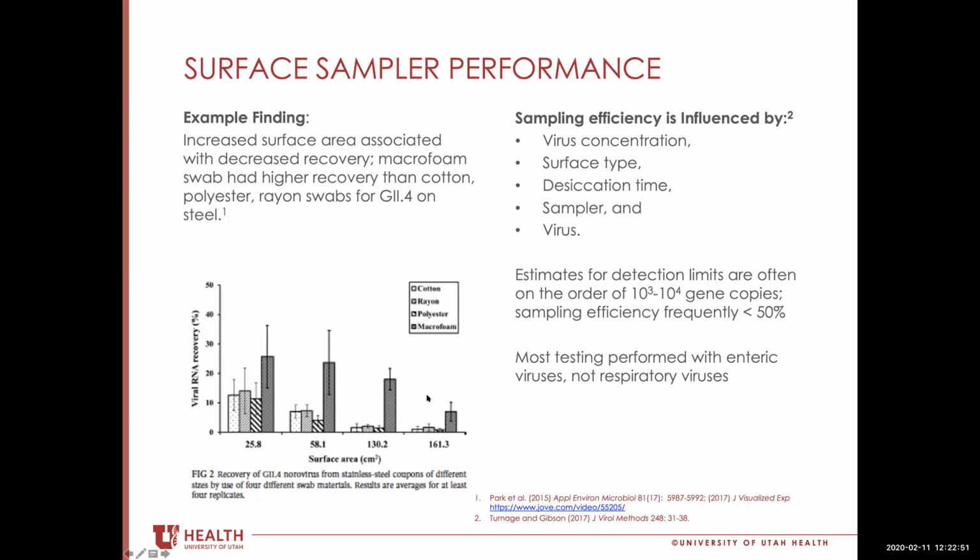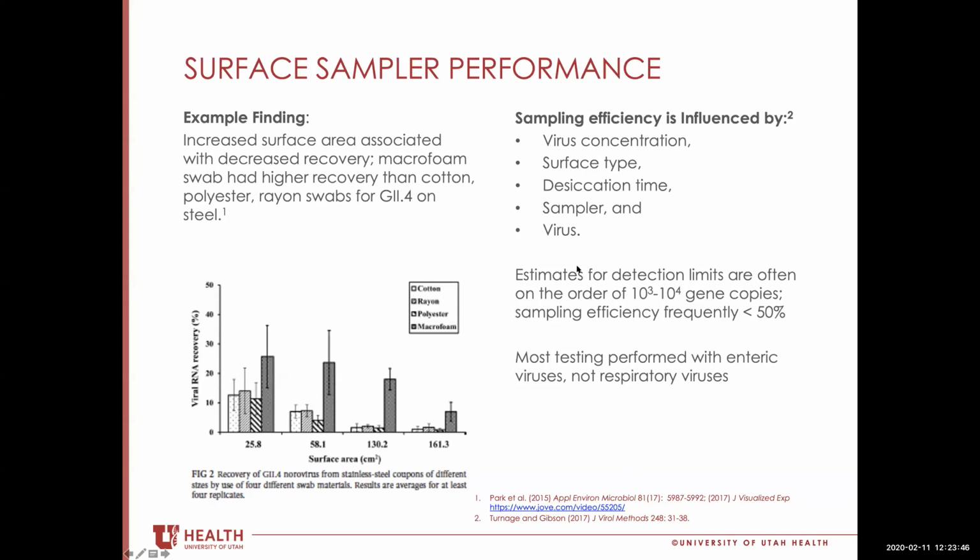On the left is an example from a study by GNU Park with the CDC and their Enviromax foam swab. That's the macrofoam swab. And here they're comparing 4 different swabs, a cotton, a rayon, a polyester swab, and sampling 4 different surface areas. And the y-axis here is the viral RNA recovery. And you'll see that even the highest bars for the macrofoam swab, which is the one on the farthest right of each grouping, is still less than 30% recovery of viral RNA, but it is by far better than the 3 other sampling devices, but also that the viral recovery decreases with a larger surface area sampled. And this study was a laboratory-based study using stainless steel surfaces and the G2.4 norovirus.